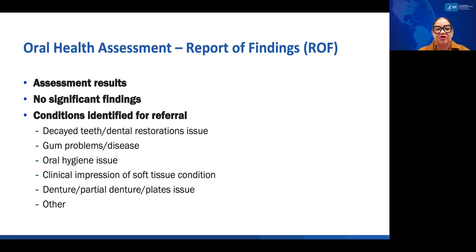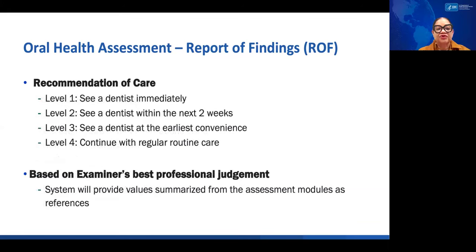This is specific for the oral health assessment, but they also give all of the outcomes for the laboratory work, whether it's A1C or other things. So it'll give them all of the assessment results. It will look at conditions that have been identified for referral. Next slide. Also, they give a level of recommendation of care of how quickly they need to see a dentist. But it's not just telling them they need to go. They look at the community that they're in and look at ways to give them some viable options. Next slide.